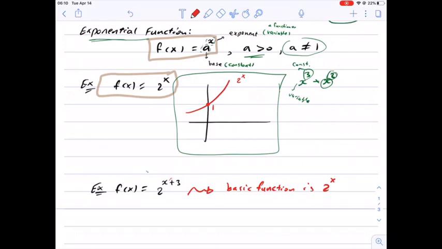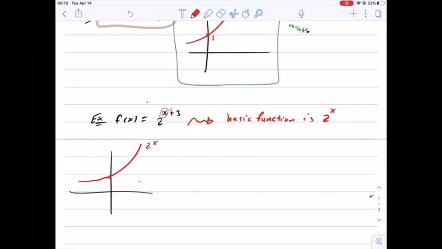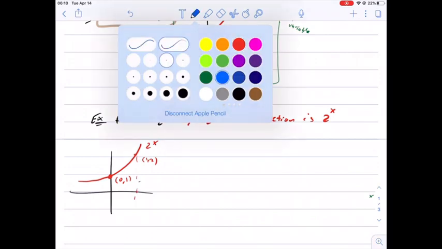But here, for this example, 3 is added to the variable x. So since it's added to the variable, we shift to the opposite side. I mean, if we add 3, we shift the basic function 2 to the x 3 units to the left. So let's start by graphing 2 to the x. This is 2 to the x, and we determine some points. Let's determine the point 0, 1, and the point 1, 2 here. It's better to choose 3 to 5 points, but for this function, since it's simple, we can realize the shape by just choosing 2 points.